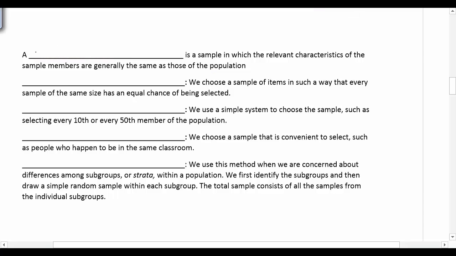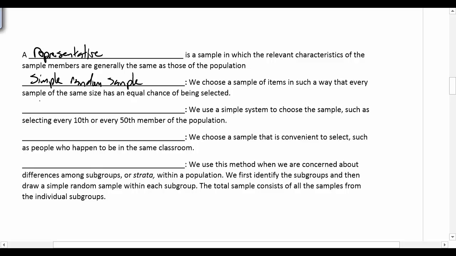A representative sample is a sample in which the relevant characteristics of the sample members are generally the same as those in the population. Okay, and then we're going to look at some different sampling methods. So a simple random sample is where we choose a sample of items in such a way that every sample of the same size has an equal chance of being selected.